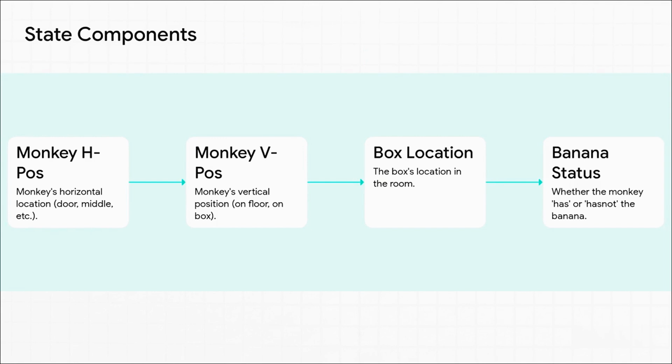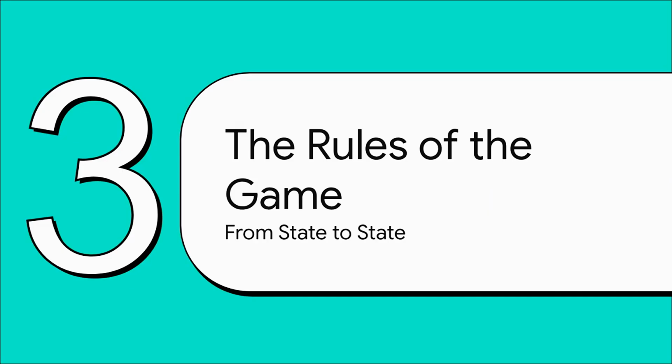So for example, our starting state is this. The monkey's horizontal location is at the door, its vertical position is on the floor, the box's location is at the window, and the monkey's banana status is has not. That's our starting snapshot.